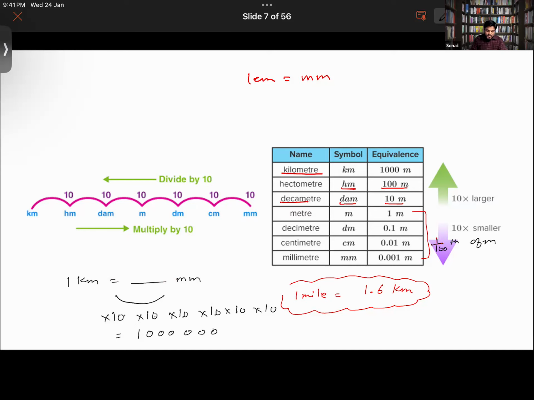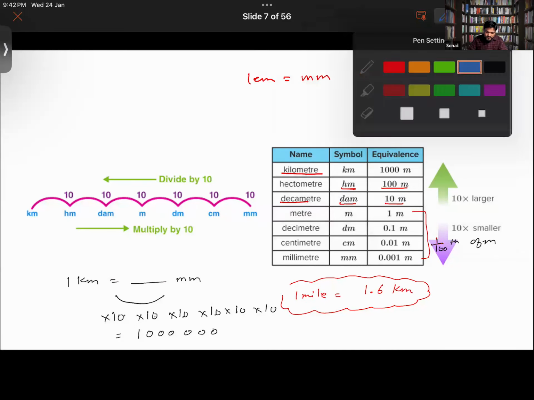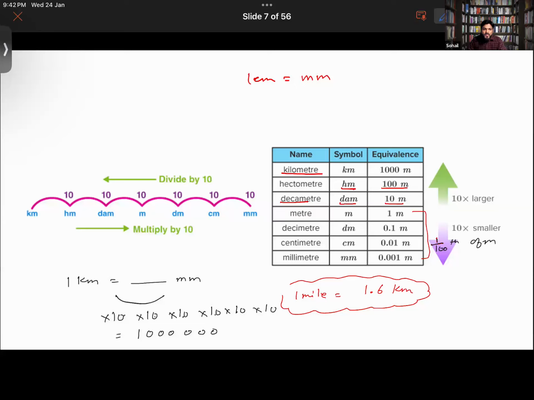Now look. What are we multiplying? We are multiplying with 10 here. 10 with this 1. This 1 kilometer. Had it been, let's say, 2 kilometers, you would be multiplying it with 2. So it would be 2 multiplied with 10 six times. So thereby it will be 2 with 6 zeros.